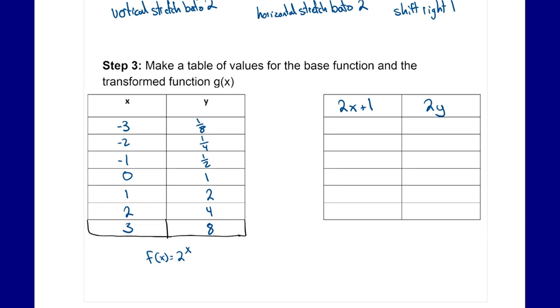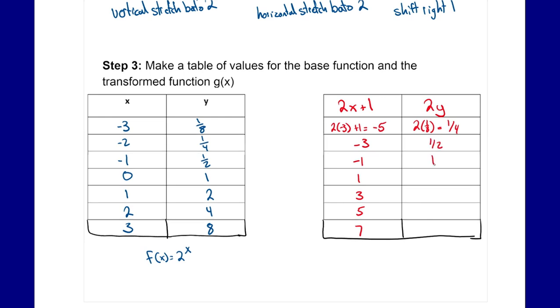For my transformed function now, let me just draw on this bottom part here. I'm going to go through and apply these transformations. Actually, let me put them in a different color. And apply these transformations to each of these values. So we'll do the first one, 2 times -3 plus 1 is equal to -5. And then 2 times 1 over 8 is 1/4. And I'm going to do that for every set of points. So the next ones we get -3, -1, 1, 3, 5, and 7. And on the opposite side, we have 1/2, 1, 2, 4, 8, and 16.